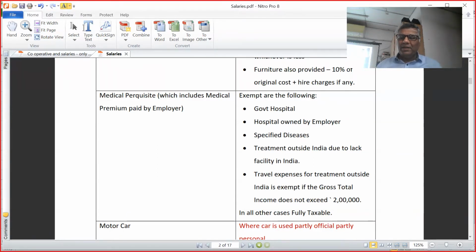Repeating, exemptions are government hospital, employer owned, Sundaram Medical Foundation, Tata has their hospitals across the country. Specified diseases, you need not remember what it is. And treatment outside India, these are exempt. Treatment outside India, the traveling expenses will also be exempt if the employee's salary does not exceed 2 lakhs. In all other cases, medical reimbursement is fully taxable.